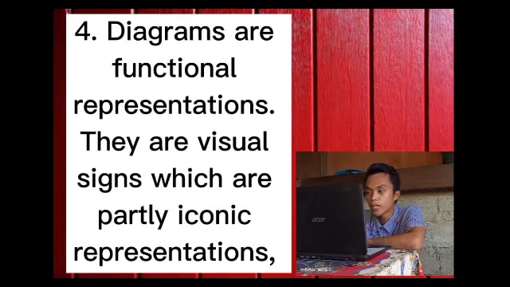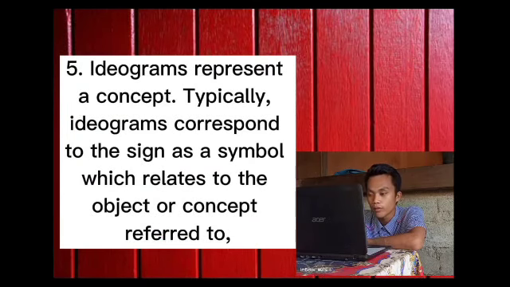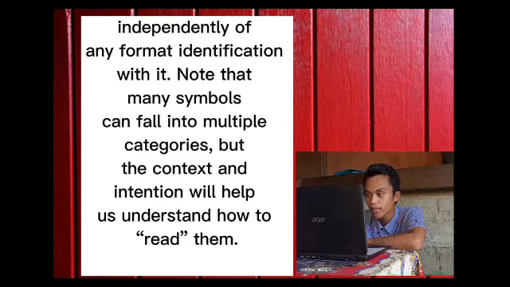They are visual signs which are partly iconic representation but are more functional, carrying signs that illustrate, for example, a sequence of facts and functions. Number 5, ideograms represent a concept. Typically, ideograms correspond to the sign as a symbol which relates to the object or concept referred to, independently of any formal identification with it. Note that many symbols can fall into multiple categories, but the context and intentions will help us understand how to read them.